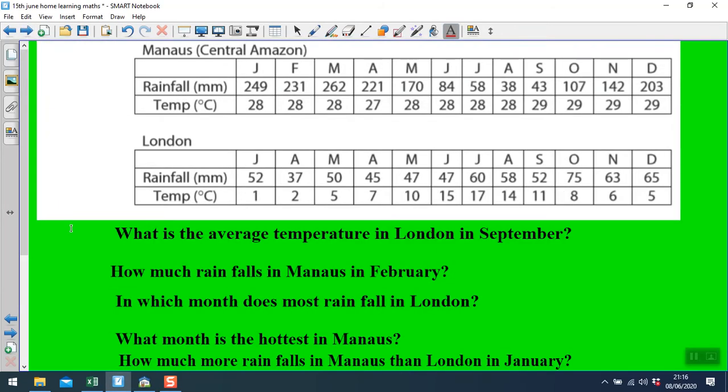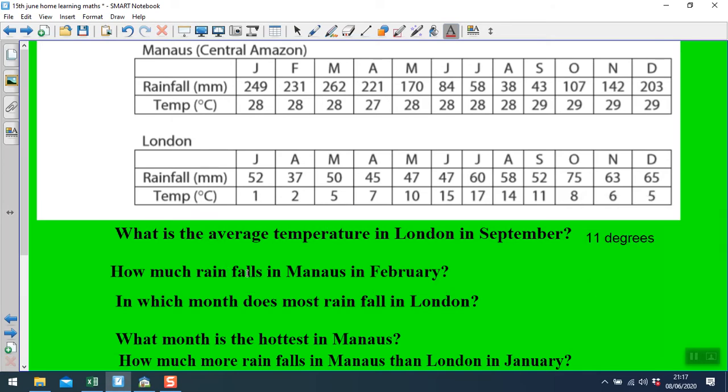Okay, so still focusing on those tables, have a go now at answering these questions about the tables and pause the video while you do it. The first one, what is the average temperature in London in September? So looking at this bottom table for London and the S for September, and we're looking at the temperature. So the average temperature in London was 11 degrees in September.